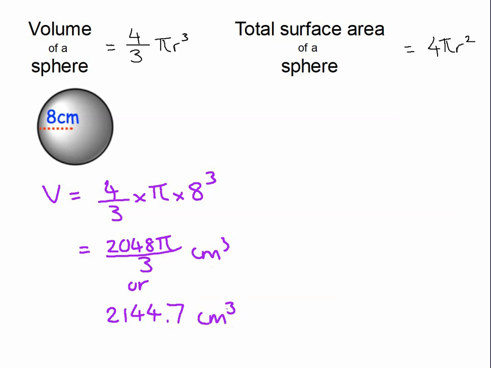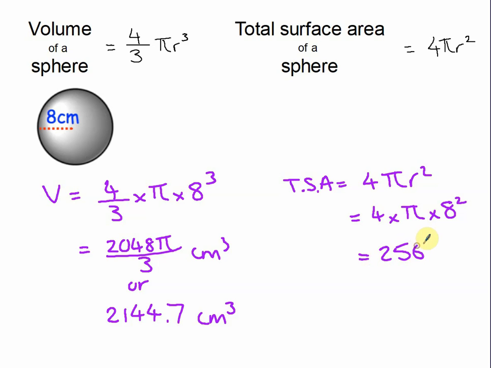Okay, so let's have a look at the total surface area. Well, that's just equal to 4 pi r squared, so it's 4 times pi times the radius squared. You could have put 64 in there if you wanted to. I'm going to type that in, 4 times pi times 64. Anything I can do really to save a little bit of time. And I get 256 pi.